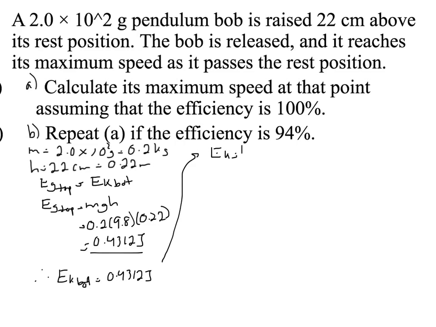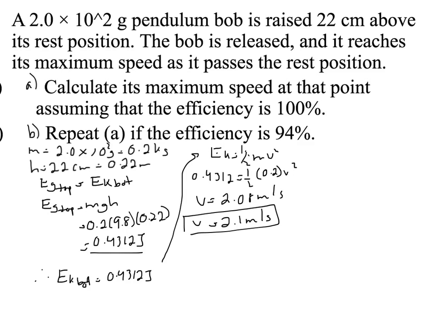Now we can take that up here. EK equals 1/2 mv squared. 0.4312 equals 1/2 times 0.2 times v squared, and you do the math and you get a velocity equaling 2.08 meters per second, which equals 2.1 meters per second for 2 sig digs.